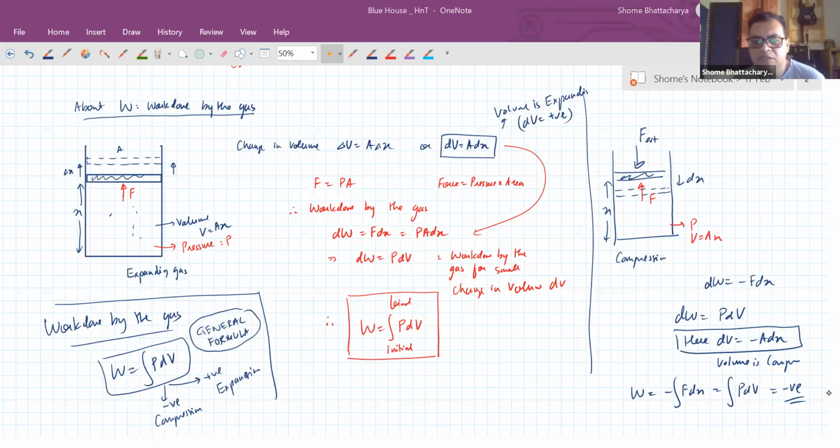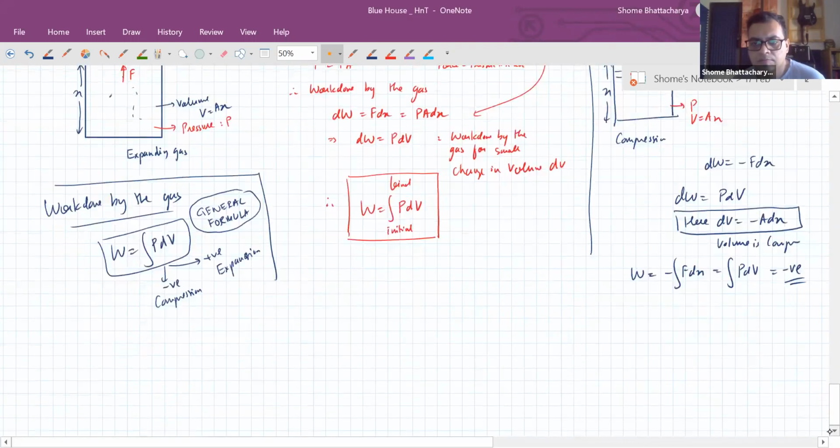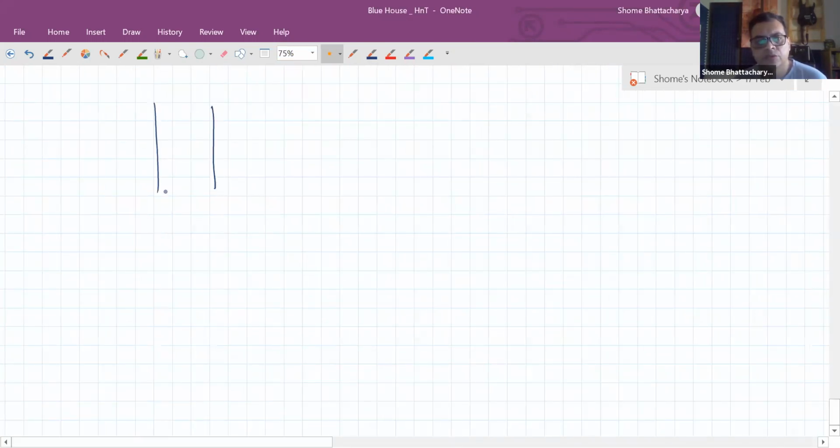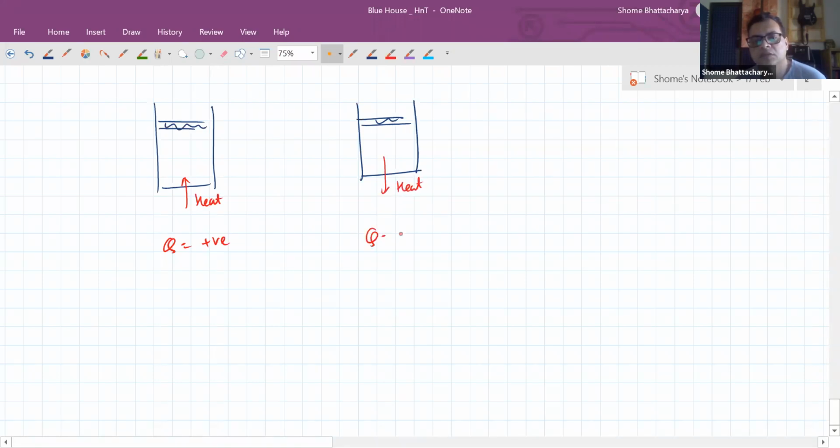Okay, so hope the concept of work done is clear to you. Whereas as far as heat is concerned, if during a process heat is being supplied to the gas, then Q will be positive. Whereas if heat is being absorbed from the gas, then Q will be negative, because Q is defined as the net heat supplied to the gas during a thermodynamic process.